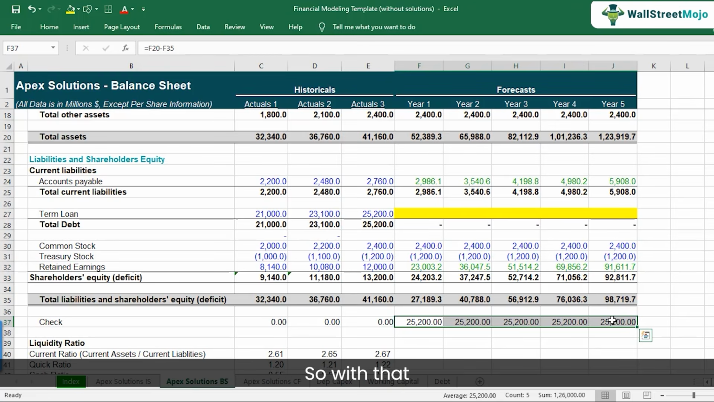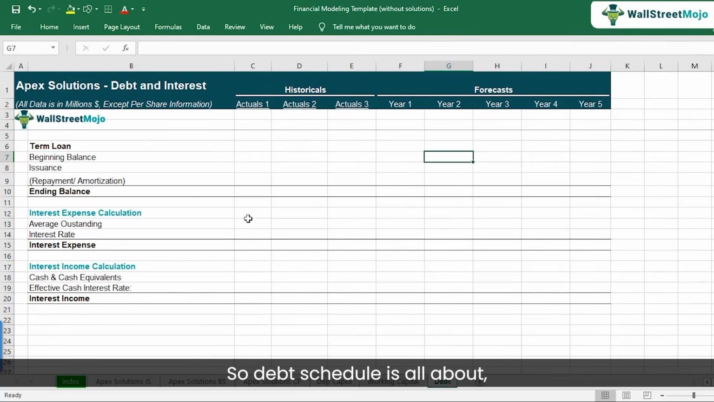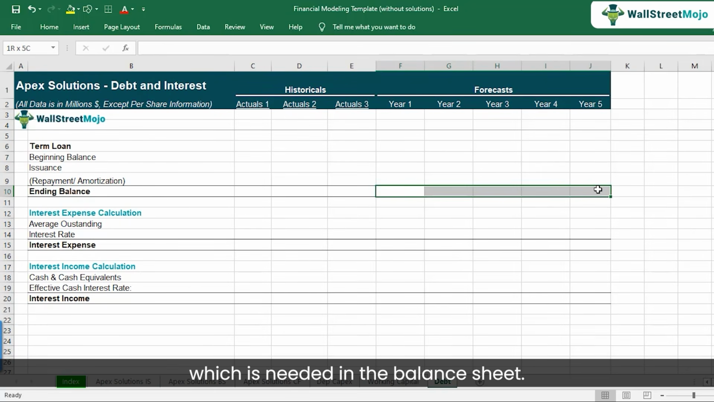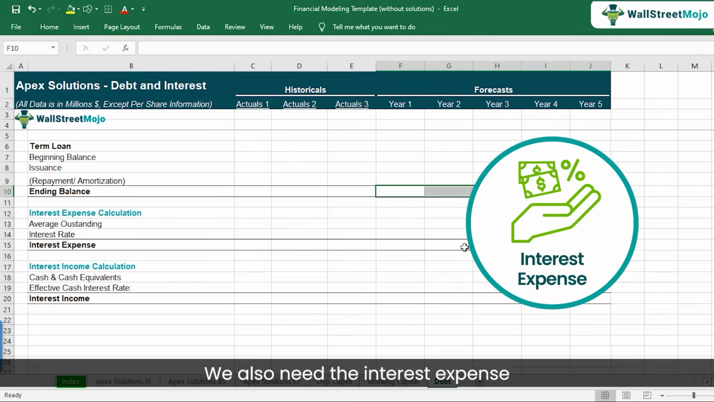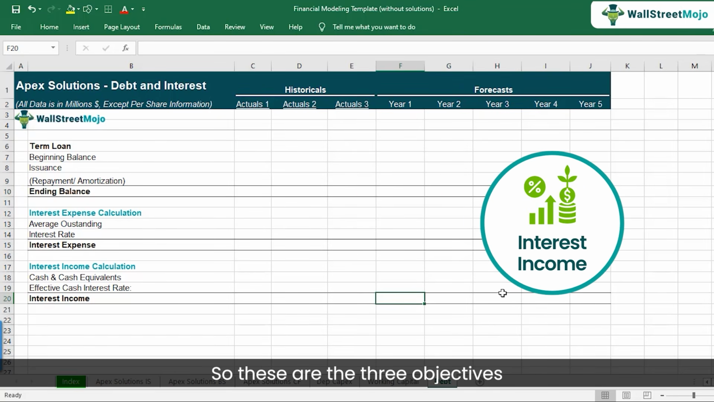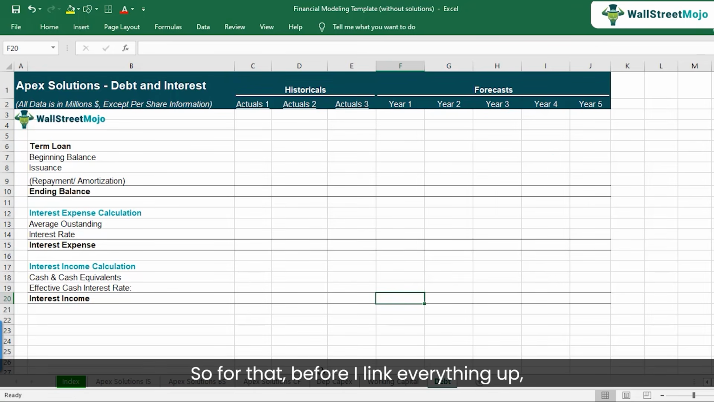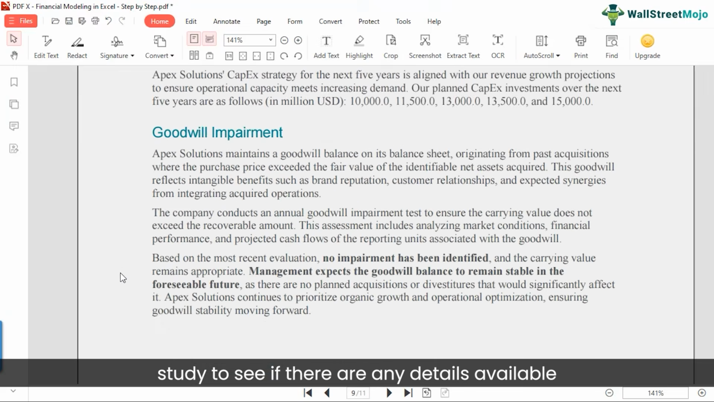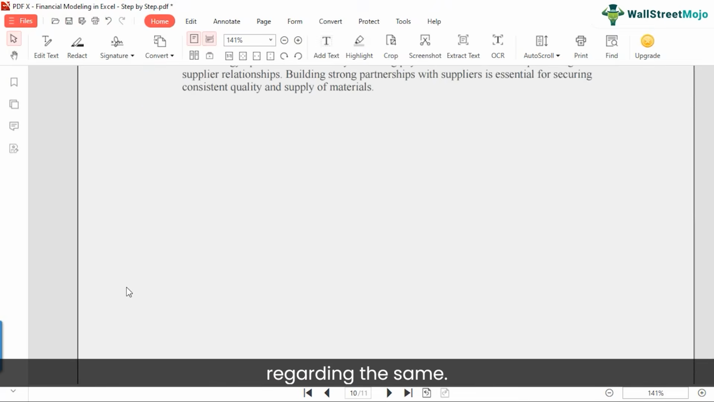Okay. So with that in mind, let's now go back to our debt schedule. So debt schedule is all about finding out what's the ending balance of the term loan, which is needed in the balance sheet. We also need the interest expense, and we also need the interest income, right? So these are the three objectives of the debt schedule. So for that, before I link everything up, I would like to go back to the case study to see if there are any details available regarding the same.